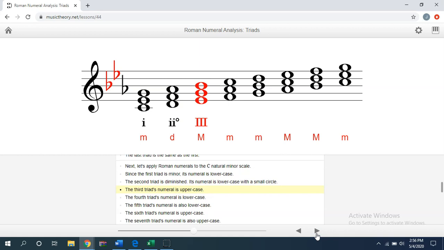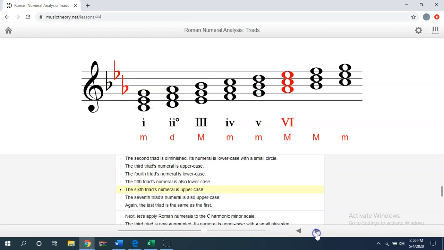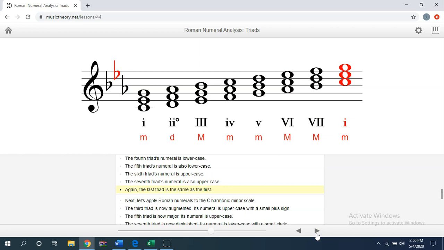Then we have a major chord, third. Fourth is lowercase, minor. Fifth is lowercase, minor. Sixth is uppercase, major. The seventh is going to be uppercase major. And lastly, we once again end where we began with a lowercase minor. Okay, so that is what you need to learn and understand about Roman numeral analyses. It will always stay the same with major and minor, no matter what.